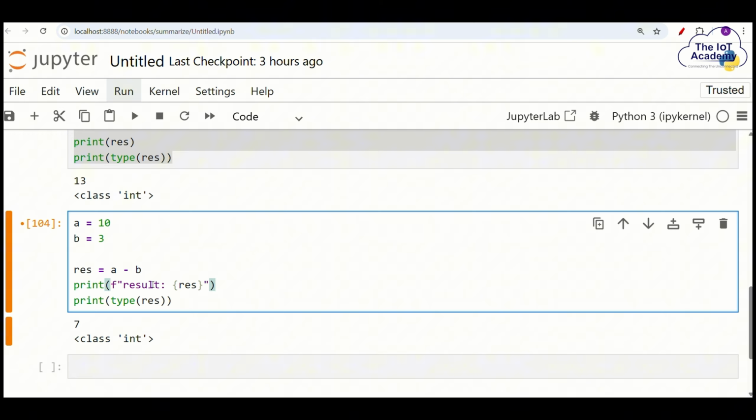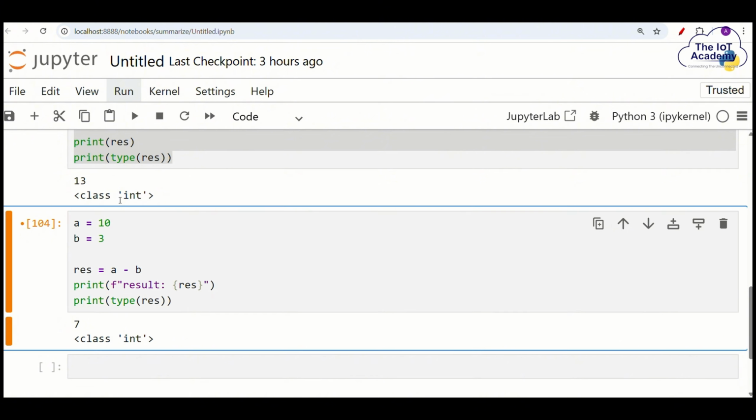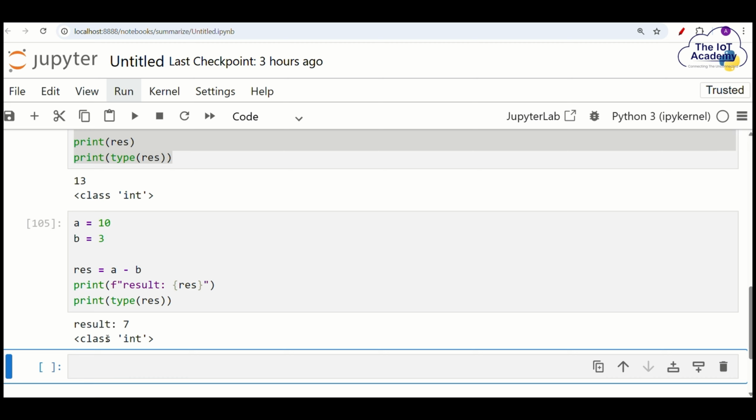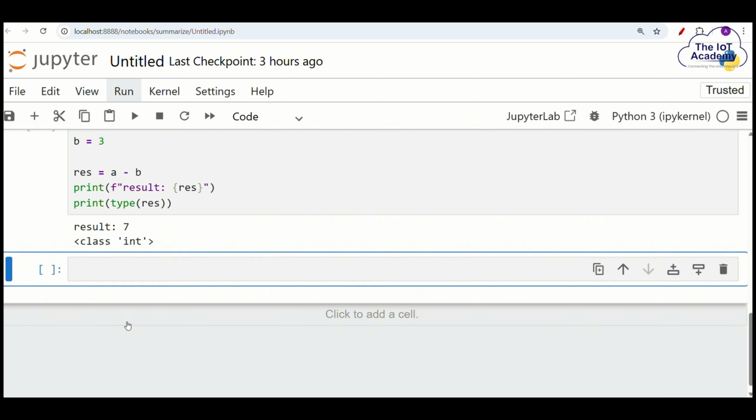And what happens is it's going to print the whole string as it is, except anytime it sees these curly braces, whatever is inside the curly braces it treats as a variable, and it's going to try to print the value of that variable. So in this case, it's going to print result colon, and then it sees these curly braces, takes this res, tries to find the value of this variable, and the value is a minus b, which is 10 minus 3, is 7. It's going to put 7 over there. So the answer would be, let's run this cell, result colon 7. All right.